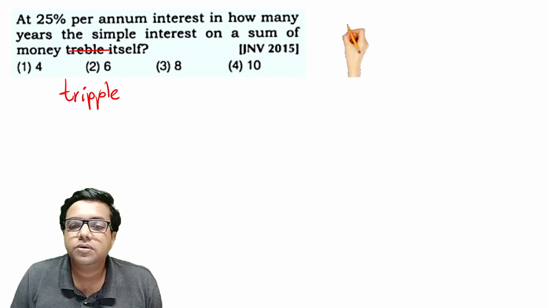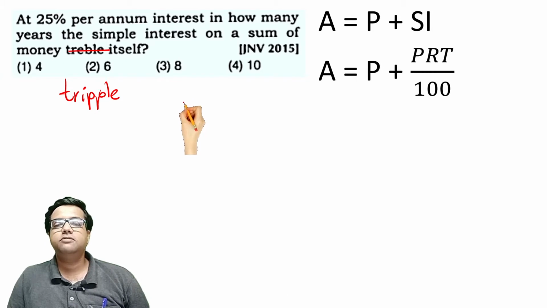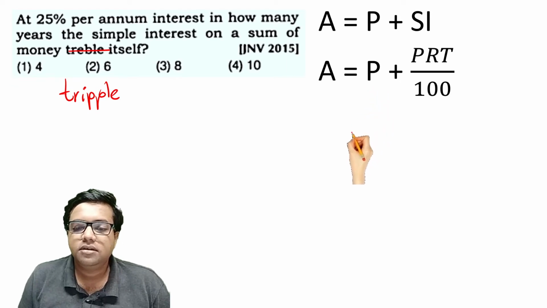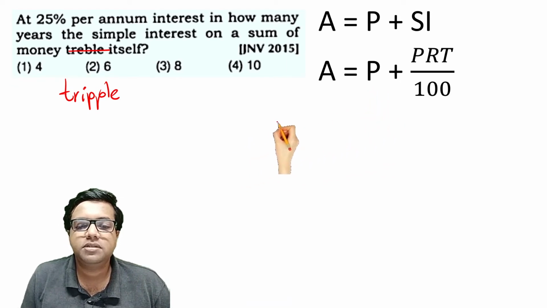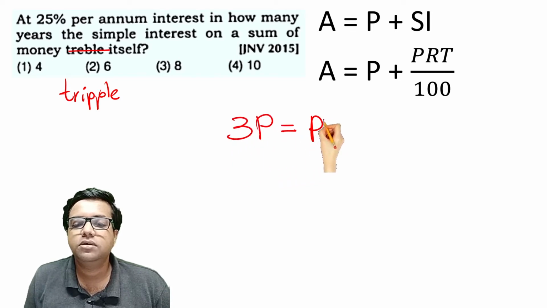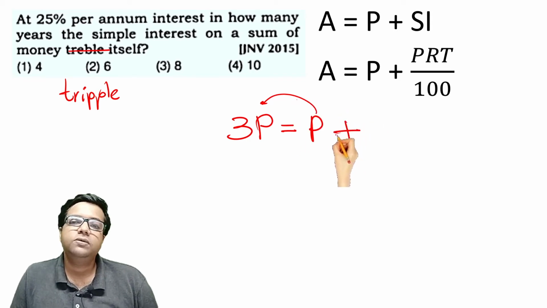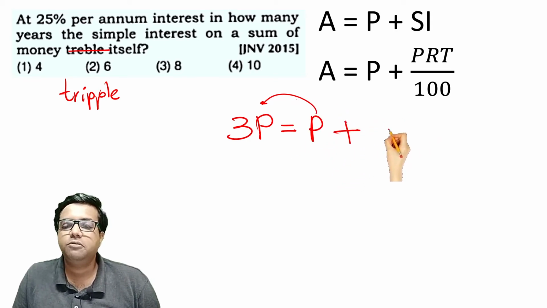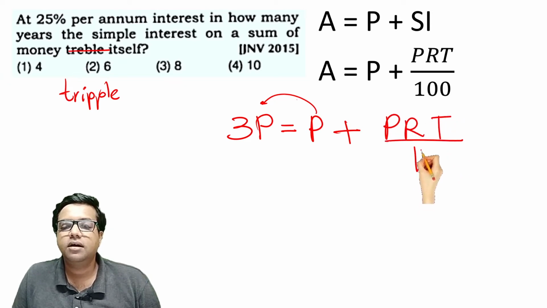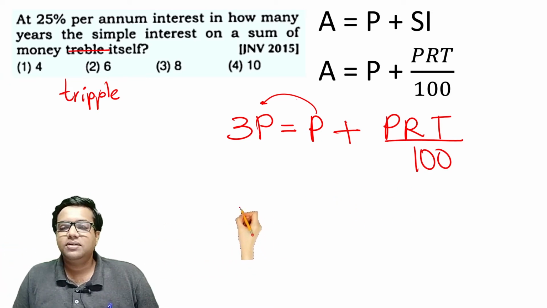Okay, so we know the formula, the amount formula, and we know the expanded formula also. We have the principal P, and it needs to triple itself. The amount has to be three times the principal. We don't know what the time will be, so we will put the other values, P, R, T by 100. So let's do the math.